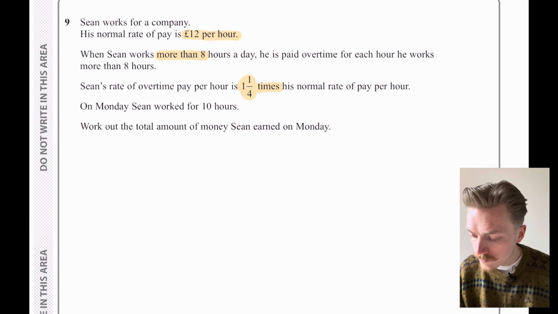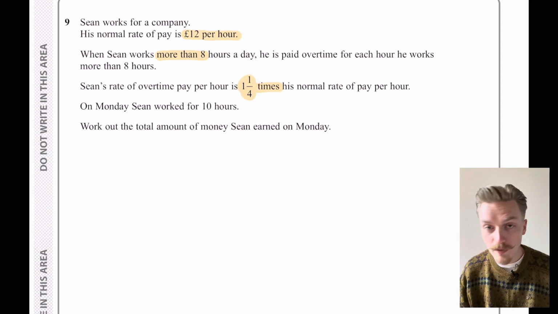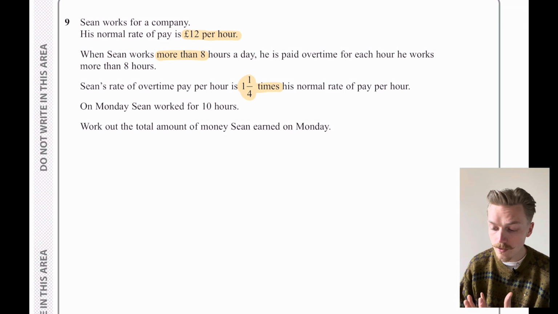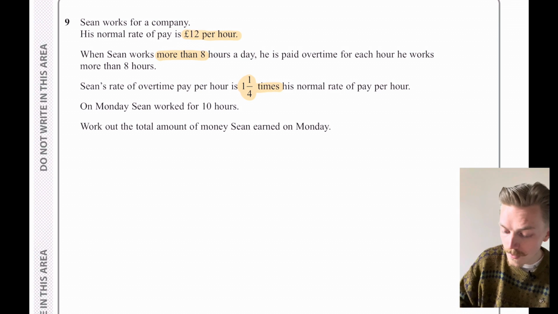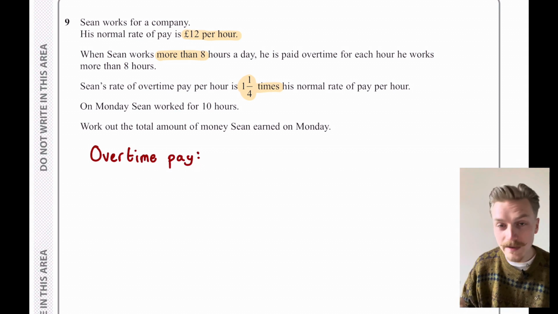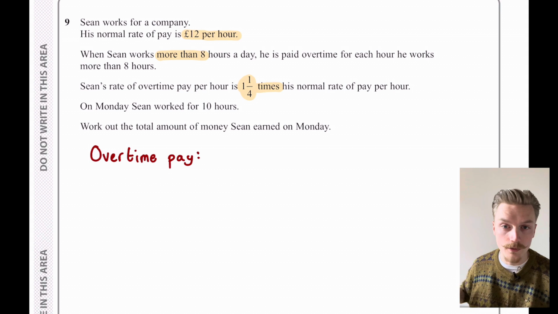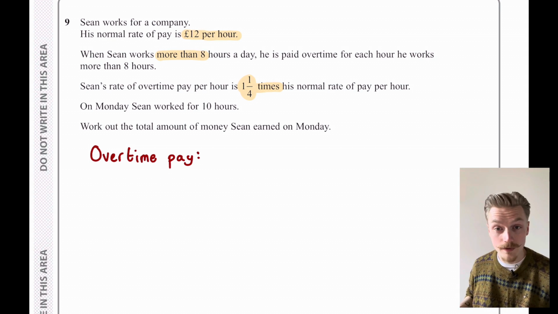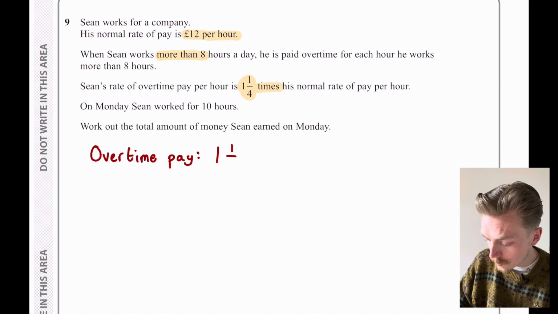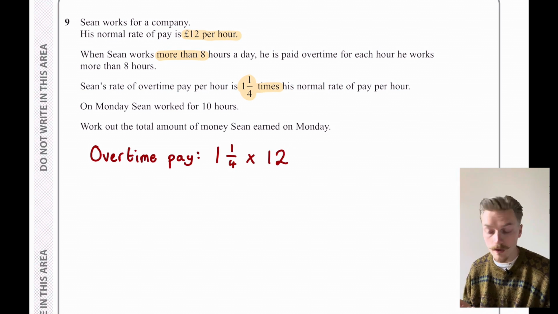So have a think so far. We've got £12 per hour as the normal rate, and then for overtime, it's 1.25 times this. To work out the overtime pay, and this is something else I'd recommend, just write little labels to help you understand the steps you're doing and also help the examiner understand what you're doing. So the overtime pay is 1.25 times the normal rate of pay, which is 12.